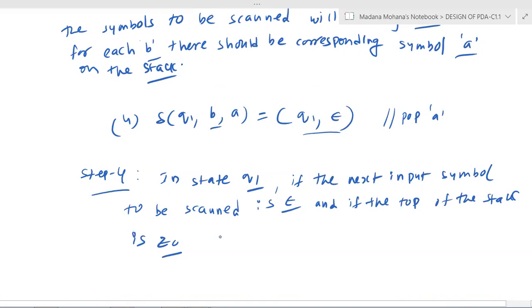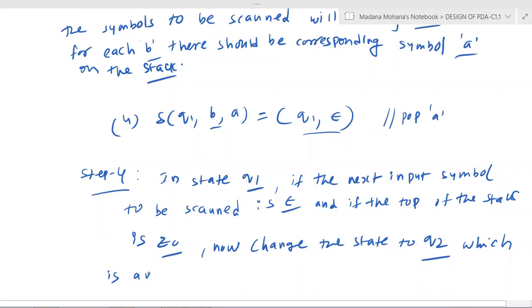So now change the state to Q2. Now what is Q2? Which is an accepting state.